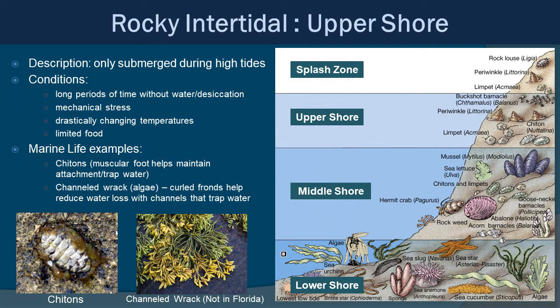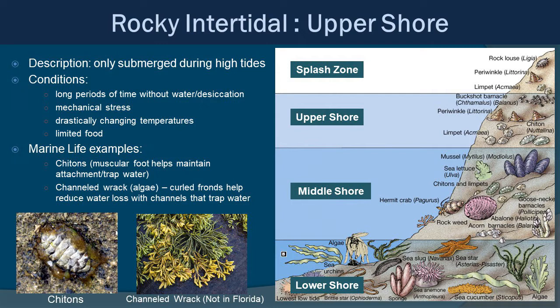Now I will note the channeled rack is an example that is not from Florida, but it's one that the ACE has in its book, so I wanted to make sure I pointed it out. You can find it in the northeast of the US, you can find it in the northwest as well, in a little bit more temperate environments rather than tropical. Here in Florida, we do have some algae that can grow in this zone as well, but it's much shorter, more turf-like algae.